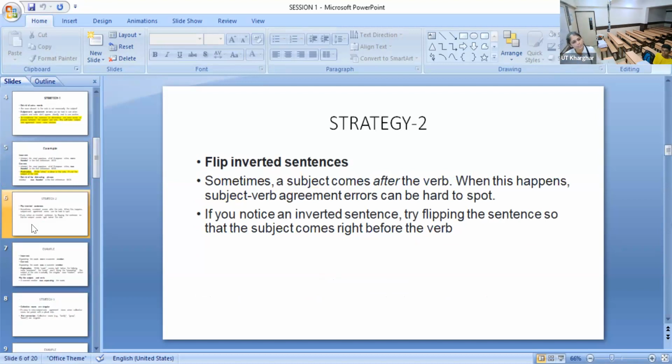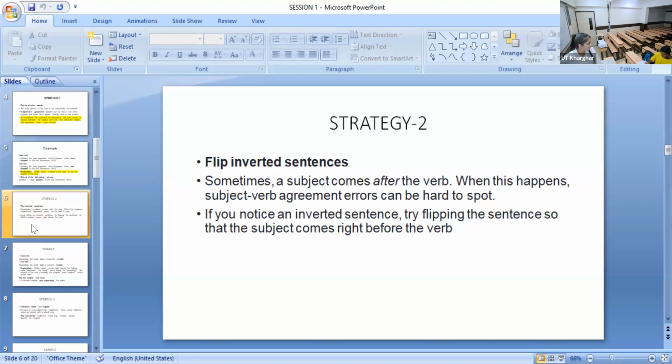Do you really think so? You need this strategy too? Will you be comfortable in flipping? Saina, what's your call? Will you be? Yes, ma'am. Okay, then you can just write the first line, flip inverted sentences.